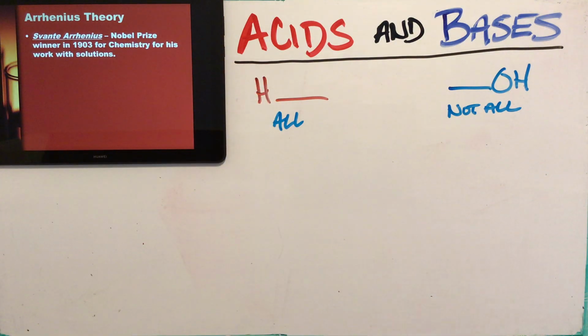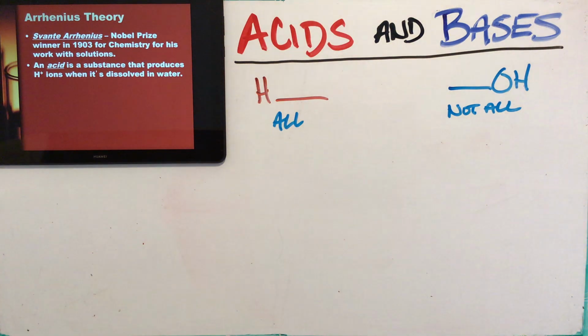So, in terms of identifying an acid and a base, there were two theories. The first one was put forward by Svante Arrhenius, and it's called the Arrhenius theory of acids and bases. Svante Arrhenius was a Nobel Prize winner in 1903. Yes, the Nobel Prizes have been given out for well over 100 years. And his Nobel Prize was in the field of chemistry, go figure, for his work with solutions. Basically what he said is an acid is a substance that produces H plus ions in water.